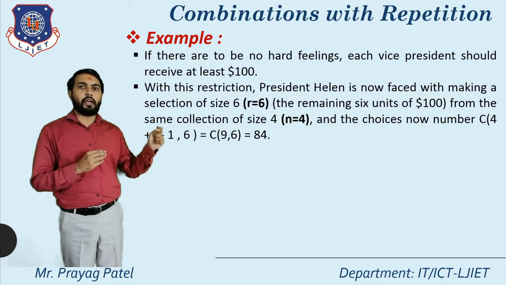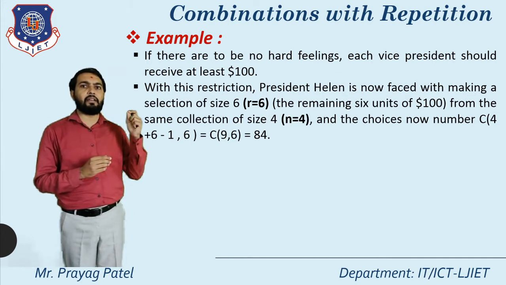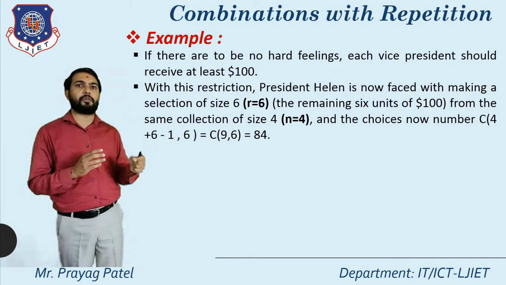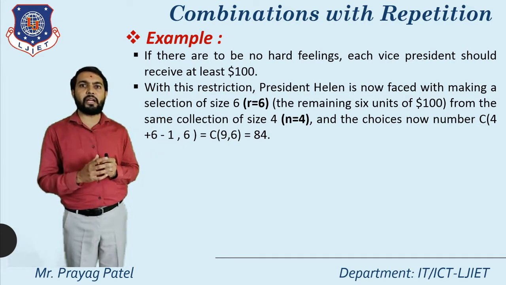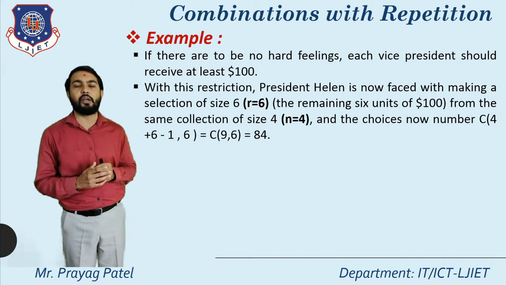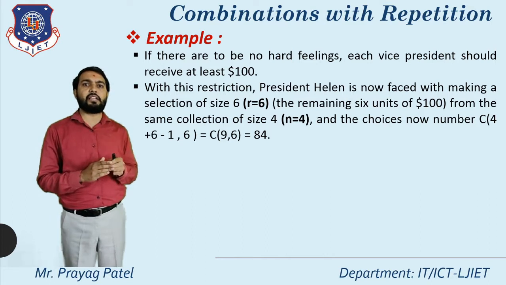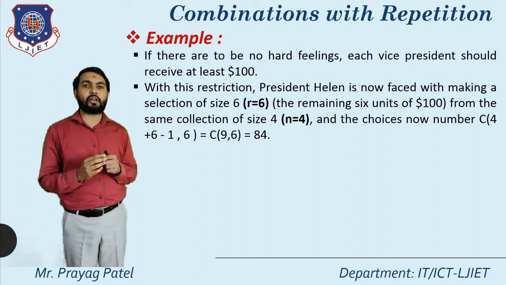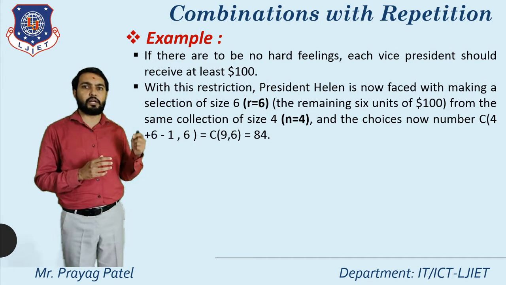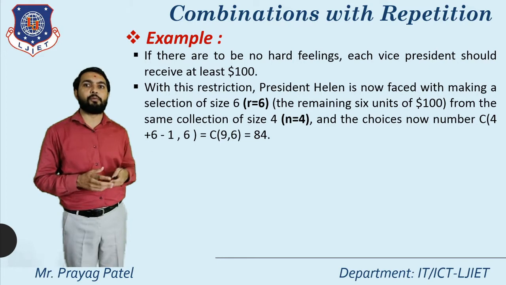Now we already decided that each and every vice president gets $100. That means 4 checks of $100 are given to the vice presidents. So how many remaining checks are available? 6 checks are available. Now these 6 checks of $100 are distributed among the 4 vice presidents. So our combination is N equal to 4 and R equal to 6. So C of 4 plus 6 minus 1, 6, that means C of 9, 6, which is equal to 84.